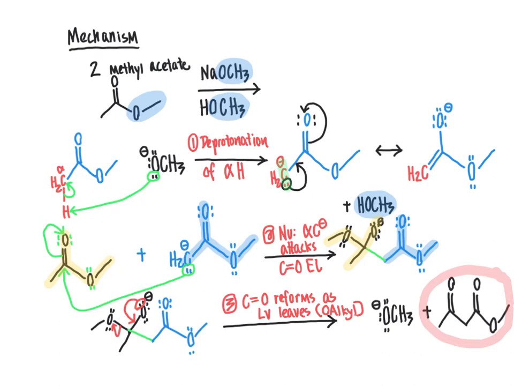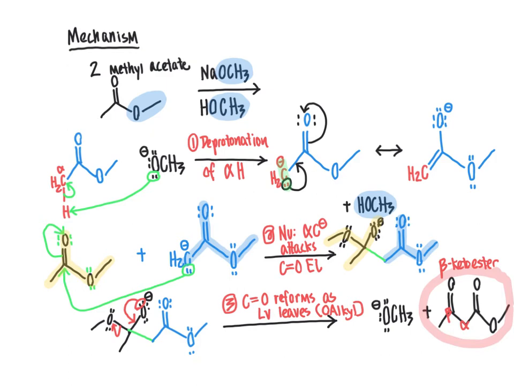So we have alpha position here, and then beta is the keto position. This is why we call this a beta keto ester, because relative to the ester, there's a ketone group that is beta to there.